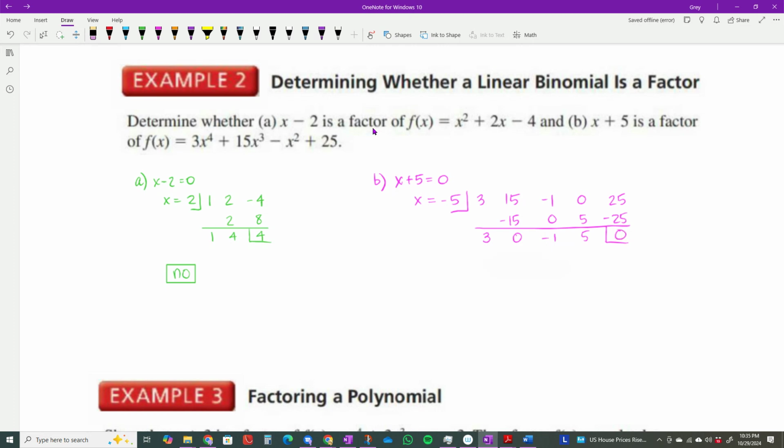Bring down my 3, multiply, add, multiply, add, multiply, add, multiply, add. Ha! I got 0. That means there is no remainder. And if the remainder is 0, then I know that x plus 5 is a factor of my polynomial. That's as simple as it is. That's how you determine whether or not you have a factor.